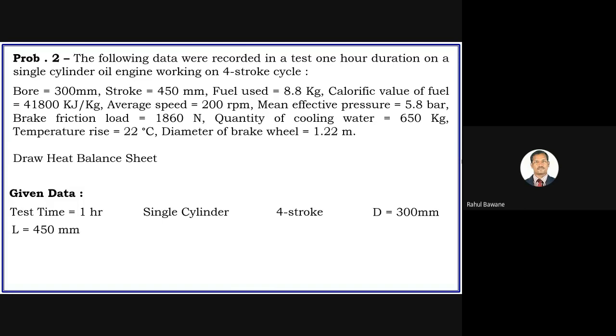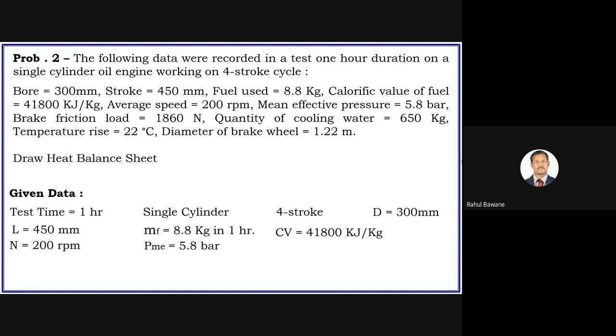Along with this, the data given is: bore diameter 300 mm, stroke of cylinder 450 mm, fuel use 8.8 kg, but this 8.8 kg is used in 1 hour. So mass of fuel is 8.8 kg in 1 hour. Then we can convert it into kg per minute or kg per second also. Calorific value of fuel is 41800 kilojoule per kg. Average speed N is given as 200 rpm.